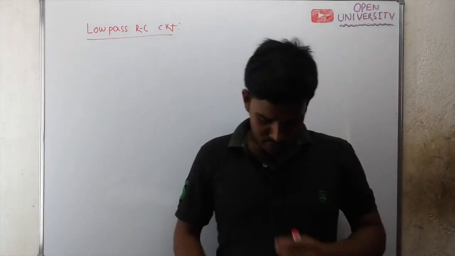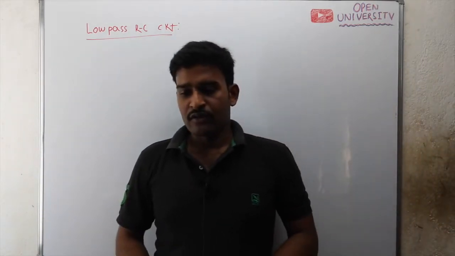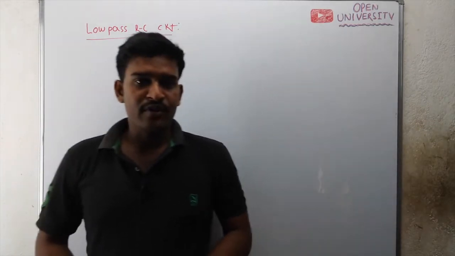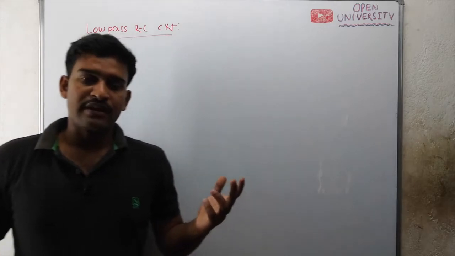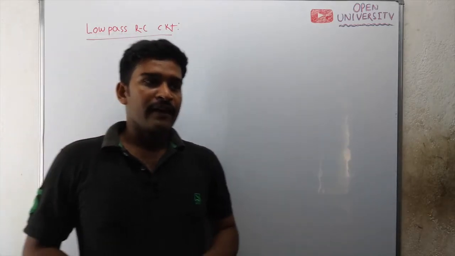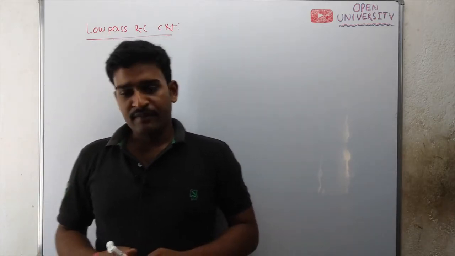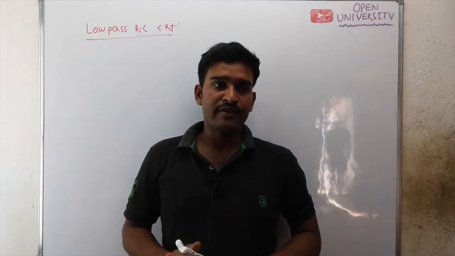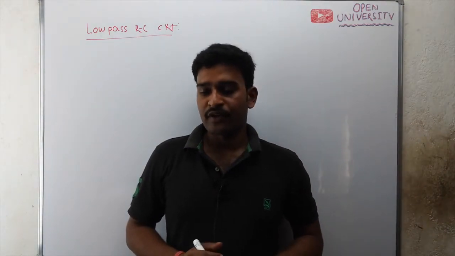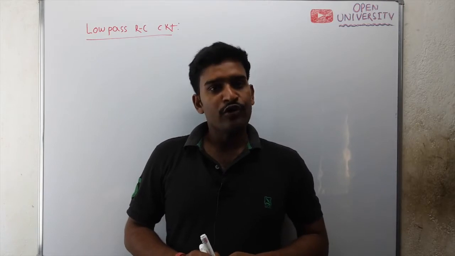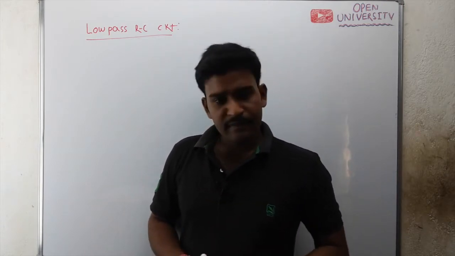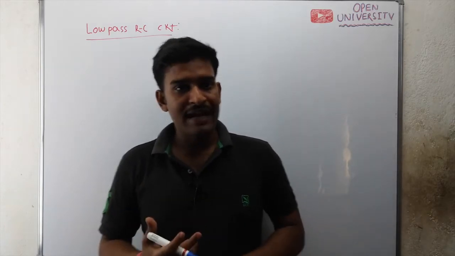In the last video, we discussed wave shaping circuits. We classified wave shaping circuits into two types: linear wave shaping and non-linear wave shaping. Under linear wave shaping, we gave two examples, that is high pass RC circuit and low pass RC circuit. In non-linear wave shaping, we gave one example, that is clipper. Then we discussed the high pass RC circuit.